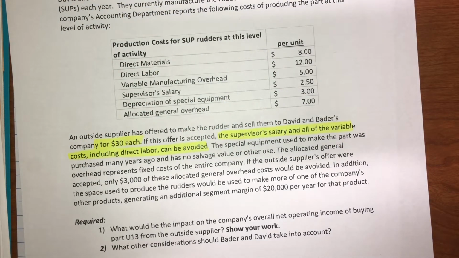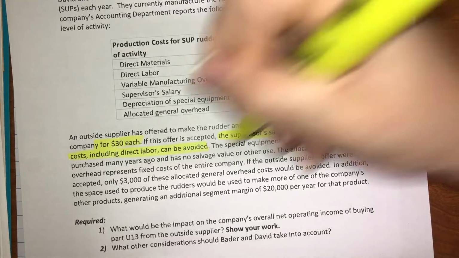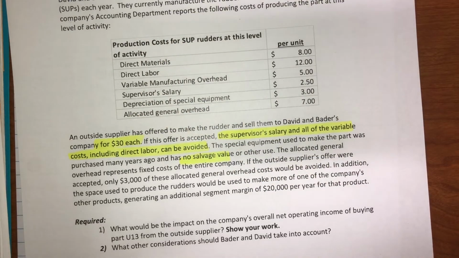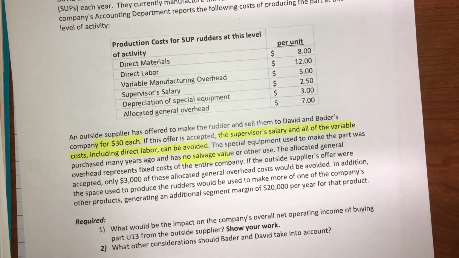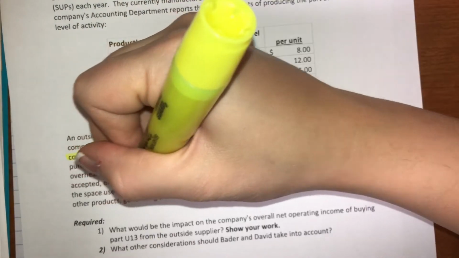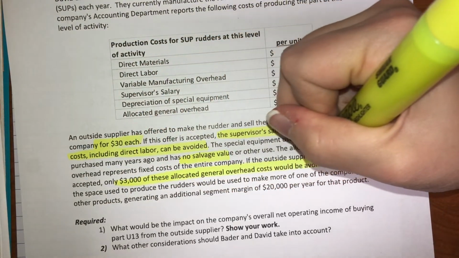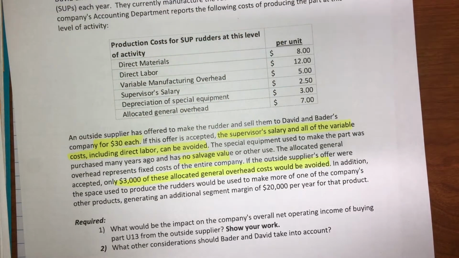The special equipment used to make the part was purchased many years ago and has no salvage value or other use. So no salvage value, and we're going to need to know that information as well. The allocated general overhead represents fixed costs of the entire company. If the outside supplier's offer were accepted, only $3,000 of these allocated general overhead costs would be avoided. So we have more avoidable costs.